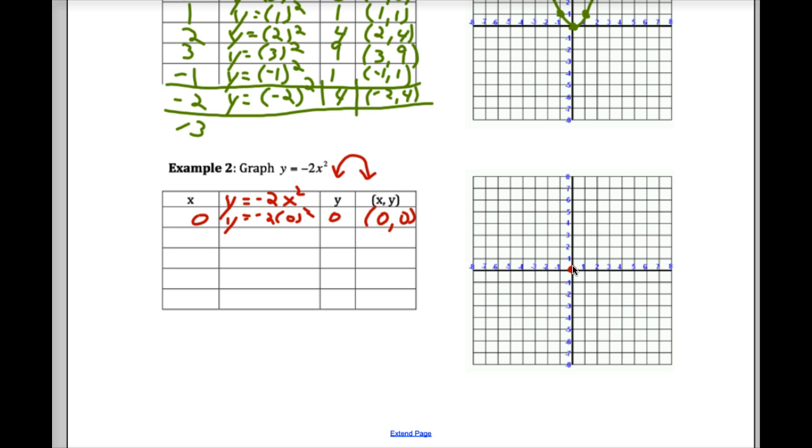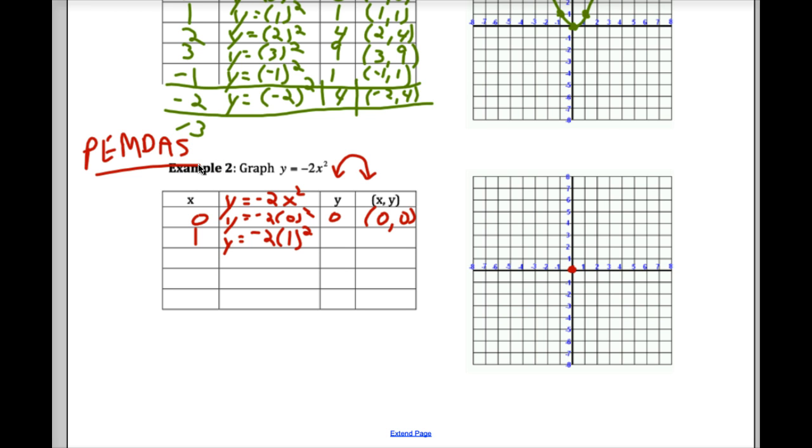Okay? Let's try 1. Definitely use parentheses here, people. Look how I wrote that. Y equals negative 2 times the quantity of 1, and then your squared goes outside your parentheses. Try to do that in your head. I don't think it's negative 4. It's still negative 2, right? 1 squared is 1 times negative 2. Do your order of operations. PEMDAS. What do you do first, people?